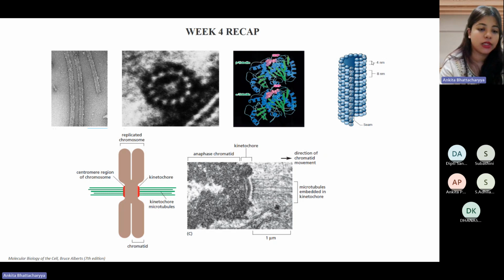Now, what you see at the bottom is that for a chromosome that has completed replication, the kinetochore microtubules are attaching towards the centromere, or what we talked about as the primary constriction, which is present along the length of a chromosome.